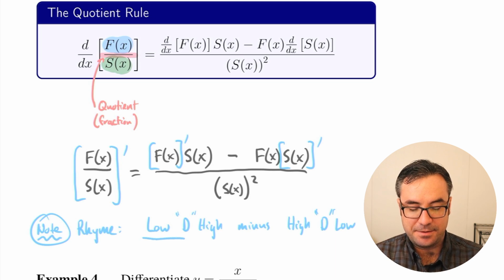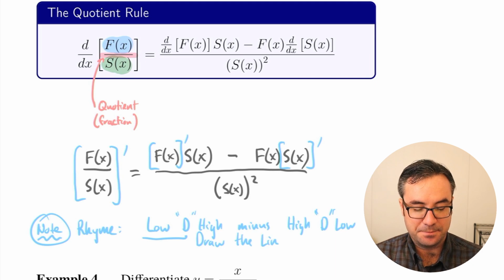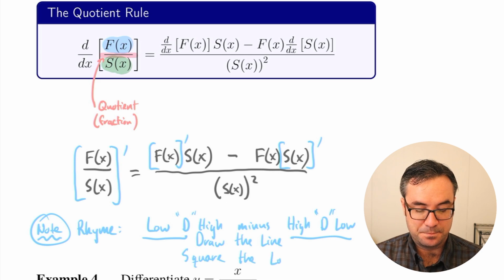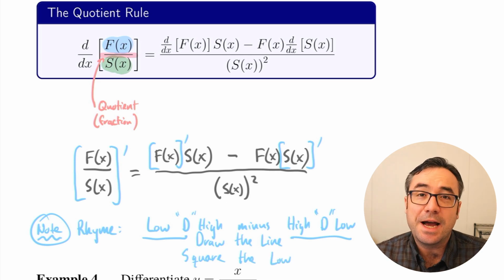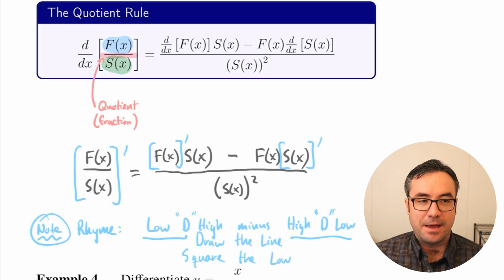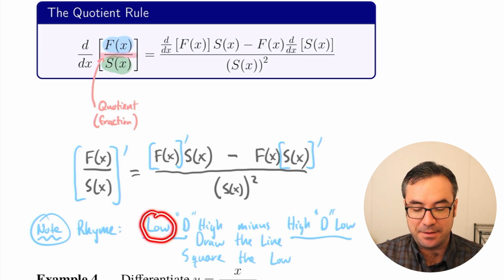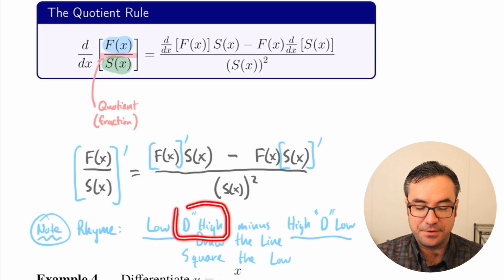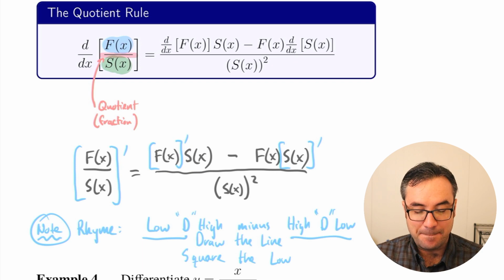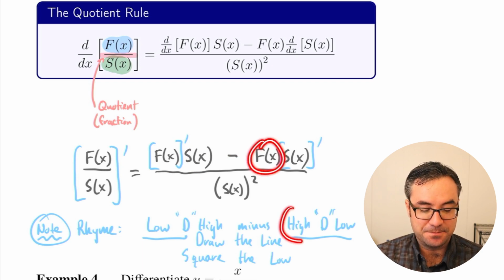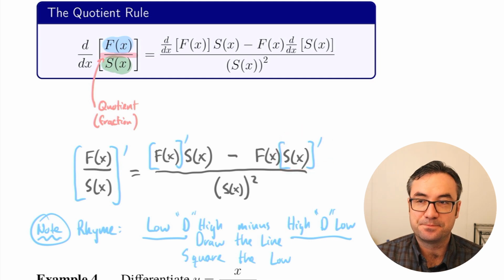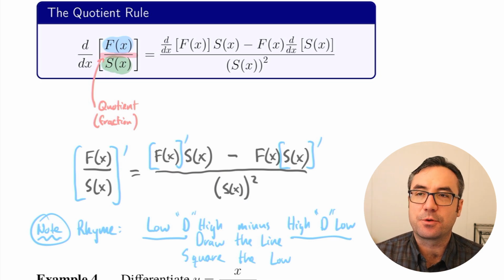And then right down the middle there, we're going to draw the line. And then you square the low. So low D high minus high D low, draw the line, square the low. And what we're doing here is it's the bottom function times the derivative of the top function, minus the top function times the derivative of the bottom function. And then we have our big fraction, and we square the bottom. All right, so that's another way to remember the quotient rule.